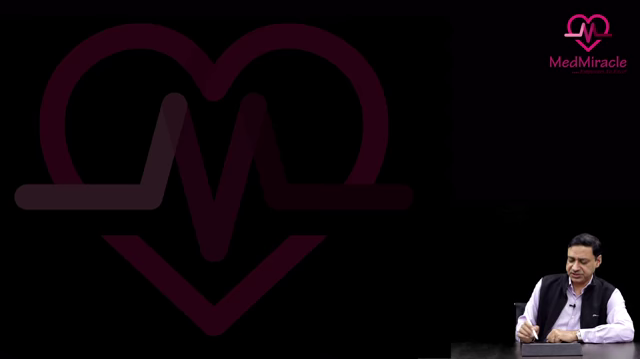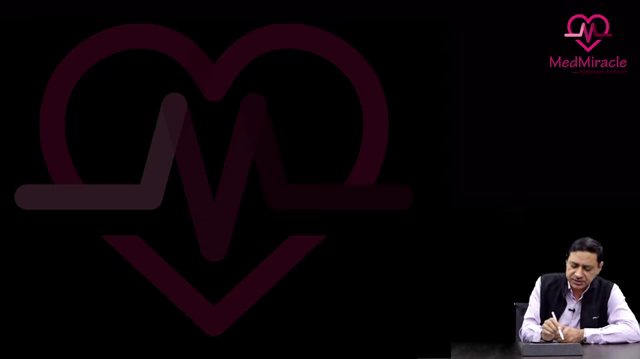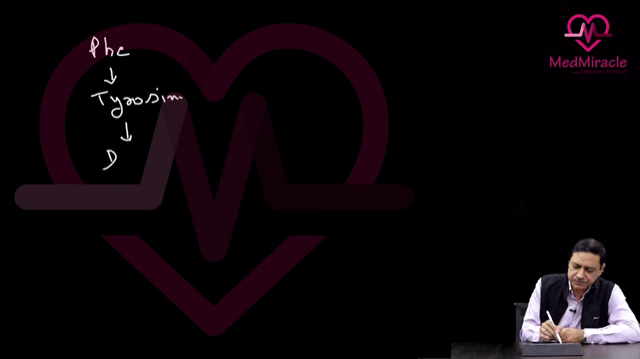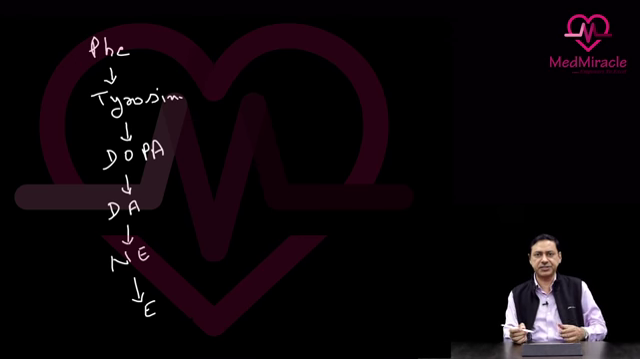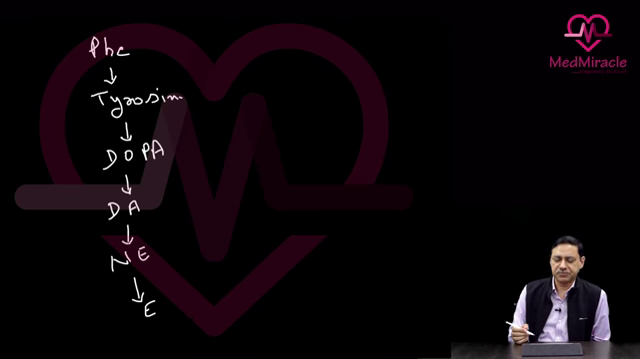Just see how these catecholamines are synthesized. They are synthesized from phenylalanine. Phenylalanine is converted into tyrosine. Tyrosine is converted into dopa. Dopa is converted into dopamine. Dopamine is converted into norepinephrine. And norepinephrine is converted into epinephrine. This is the sequence.